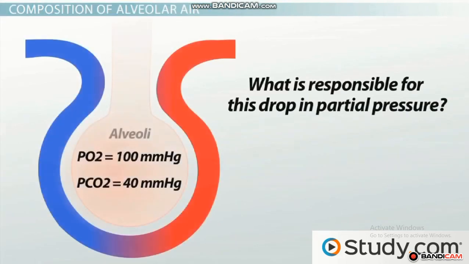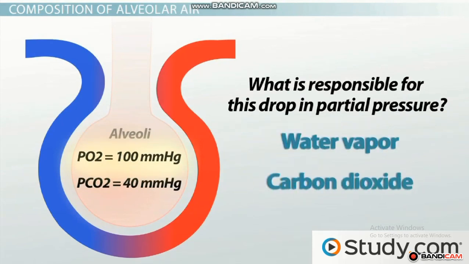What is responsible for this drop in partial pressure? Well, the addition of water vapor and carbon dioxide to the inspired air decreases the percent composition of oxygen. As you can see on the screen, the partial pressure of carbon dioxide in the alveolar air is about 40 millimeters of mercury.